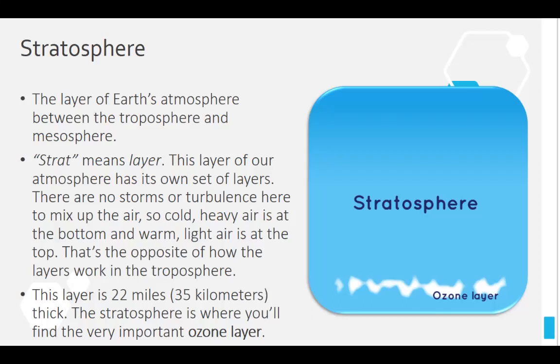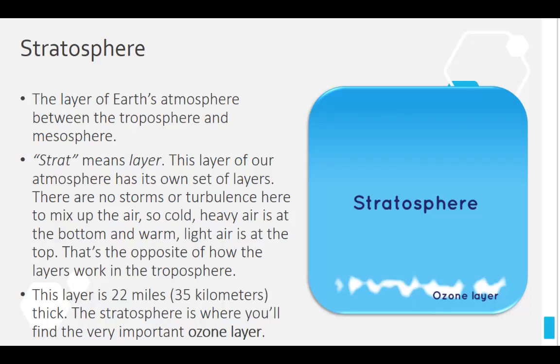This is where a lot of those long plane flights take place because there is less turbulence here. So when you send aircraft over the ocean, those typically like to fly at these higher levels due to the lower amount of turbulence. This layer is about 22 miles or 35 kilometers thick and is where we find that important ozone layer again.